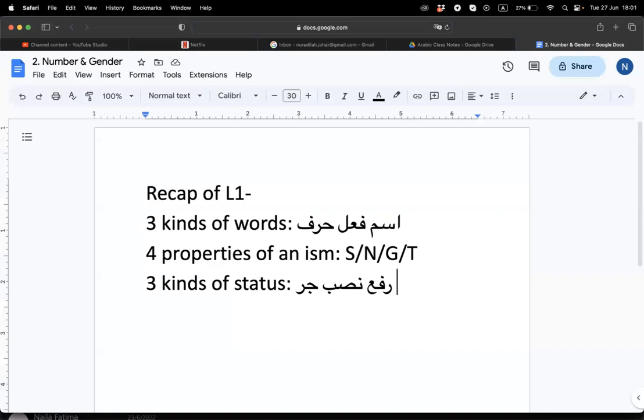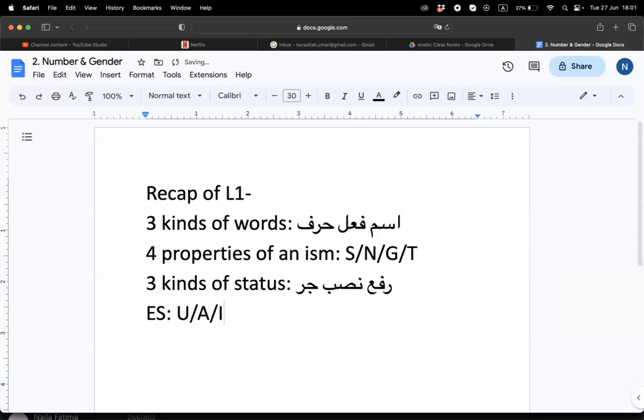Ending sound. Ending sound means what? What's the end of the sound? U, A, I. Okay, so if it's rafa, it's what sound? U or un. Nasab? An or A. And then jar? In or I. So all that is ending sound.